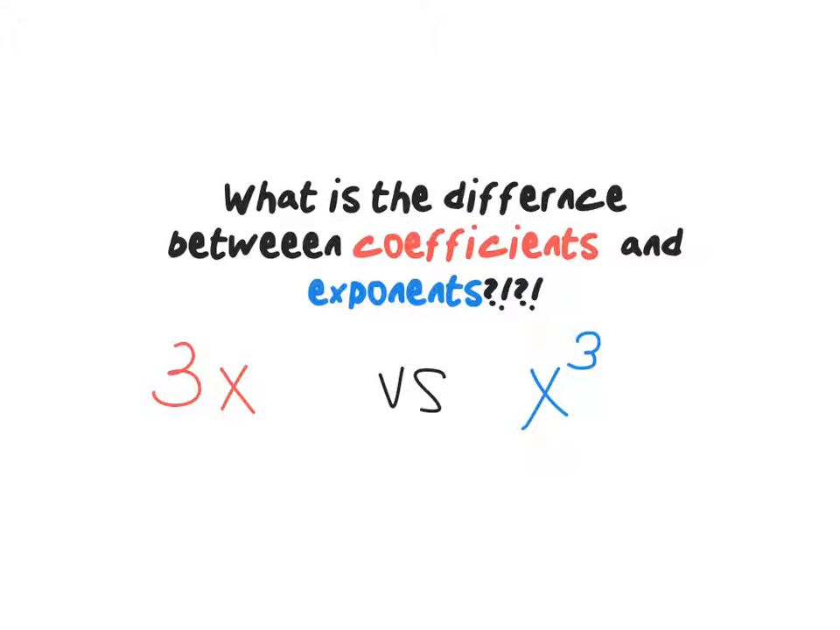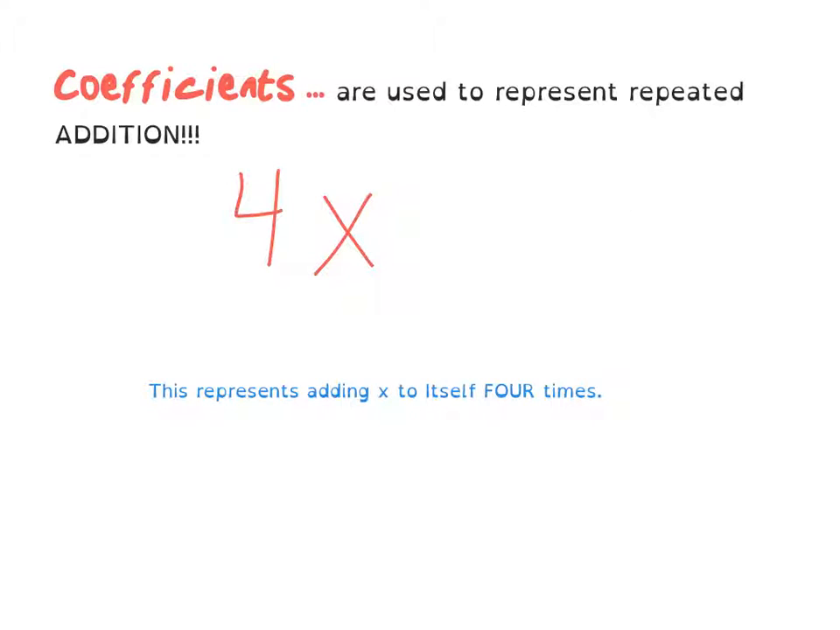So we're going to quickly review the difference between a coefficient and an exponent. And as you should know, this number here is a coefficient, and this number here is an exponent. So most importantly, coefficients are used to represent repeated addition. So the coefficient tells you how many times to add whatever the thing is after it.